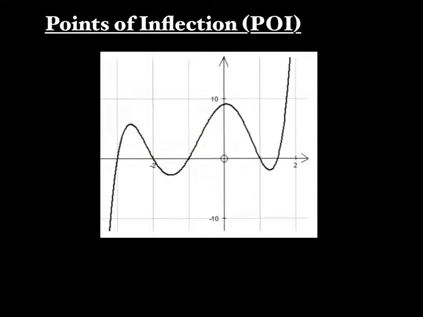If I look through my graph, I would be able to say that right here, for example, would be my first place where I would say there is a point of inflection. Because to the left of it, I am definitely concave down, and then to the right of it, I am concave up. The next point of inflection, hopefully you can see, would be right about here. That's my next POI, because this time I'm switching from concave up to concave down.